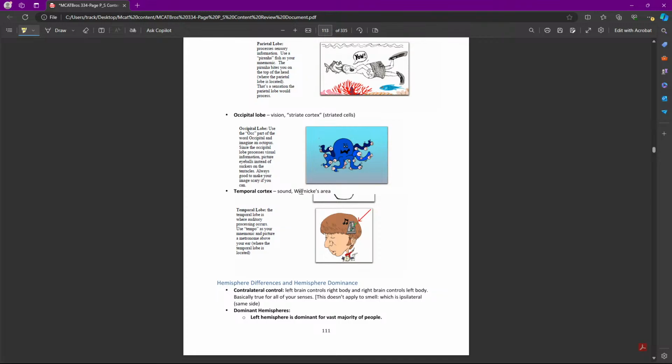The temporal cortex is involved with sound, such as Wernicke's area for understanding what someone is saying to you. Also, it's involved with memory and emotion.